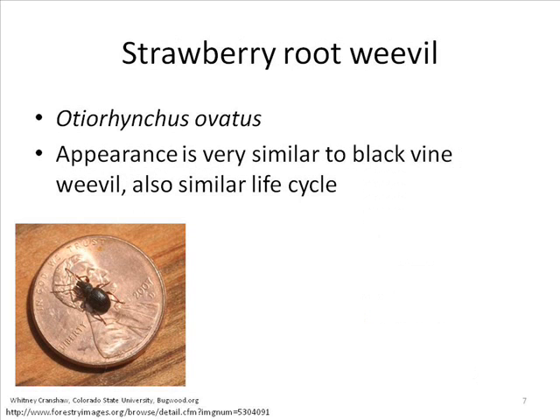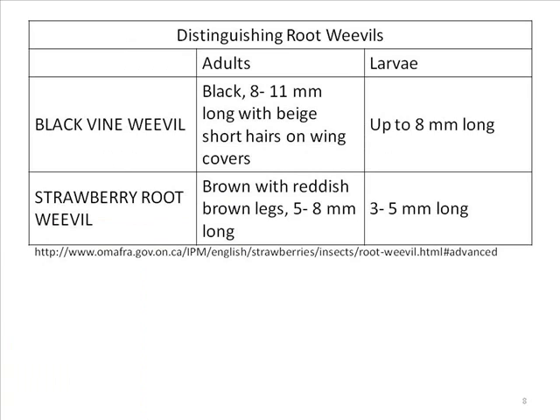The strawberry root weevil is closely related to the black vine weevil and similar in appearance. It can be difficult to distinguish black vine weevil from strawberry root weevil. Black vine weevil adults and larvae are larger than strawberry root weevil. Adults have beige short hairs on wing covers, whereas strawberry root weevil have reddish-brown legs.